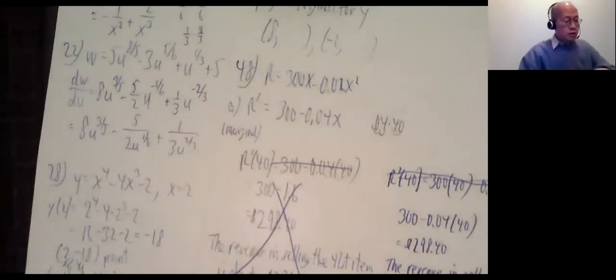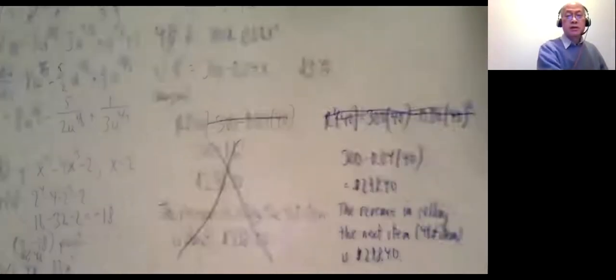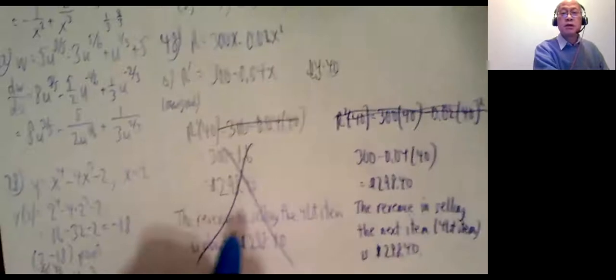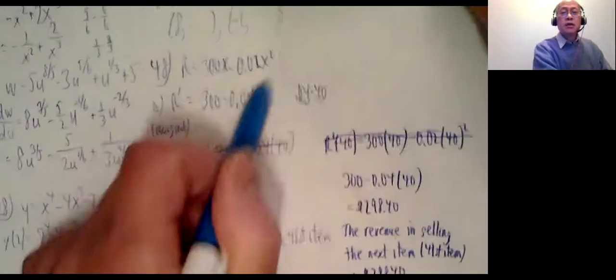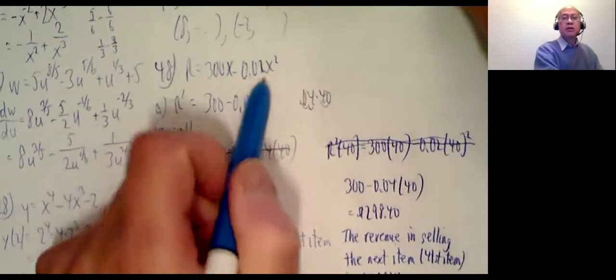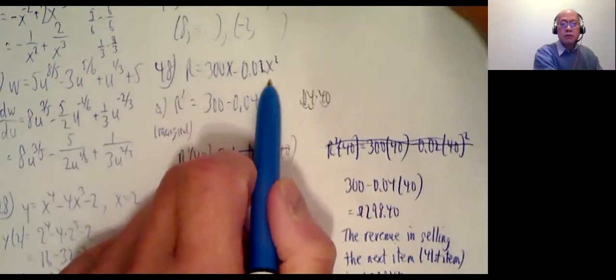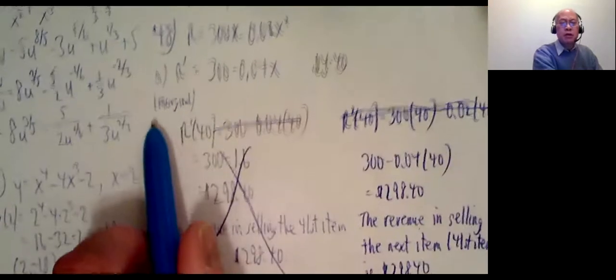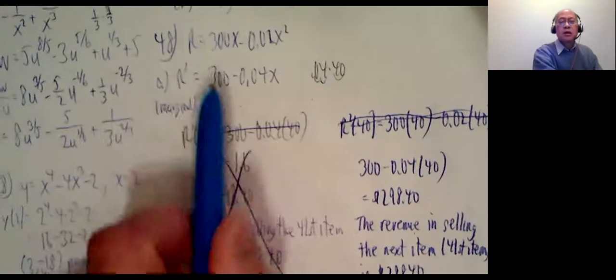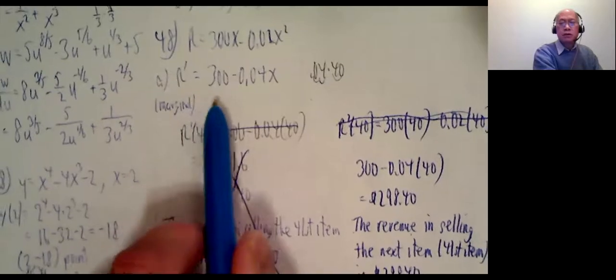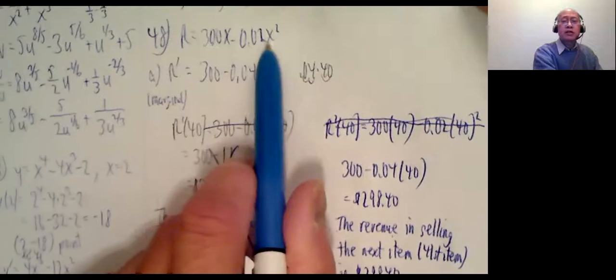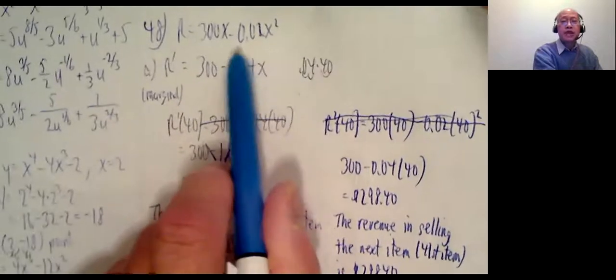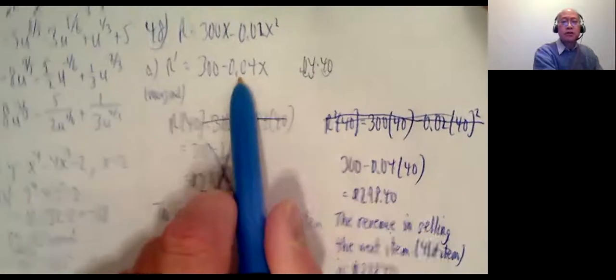Okay, so marginal means derivative. Okay, and it looks like I messed up over here. So R is 300x minus 0.02x squared. So R prime, which means marginal. Derivative of 300x is 300 minus 0.02x squared. So 2 times negative 0.02 is negative 0.04x.